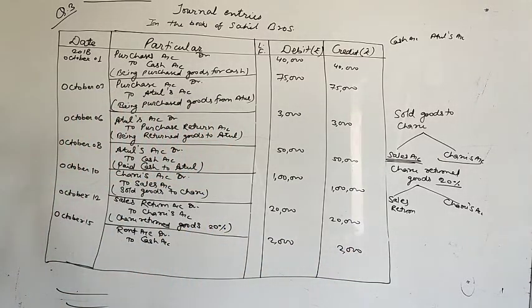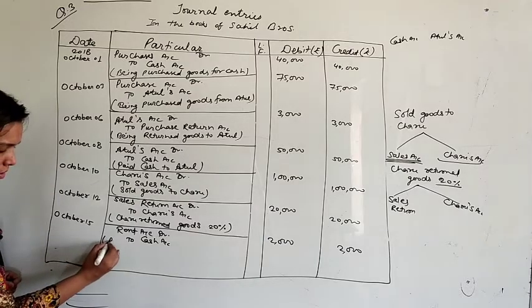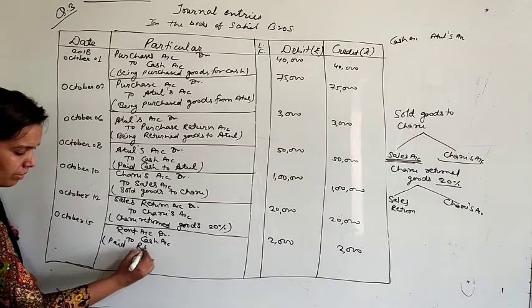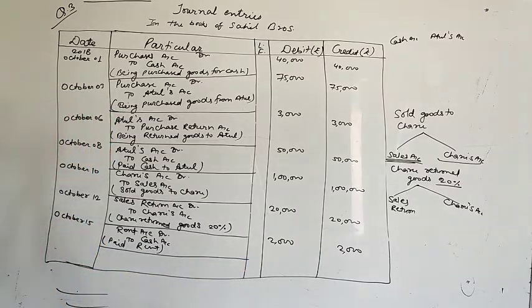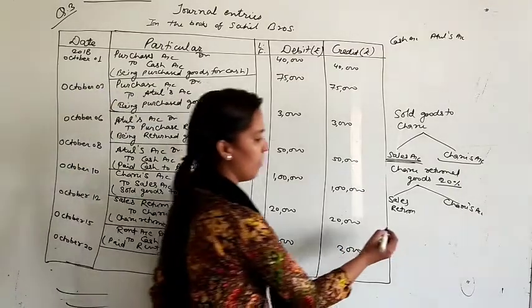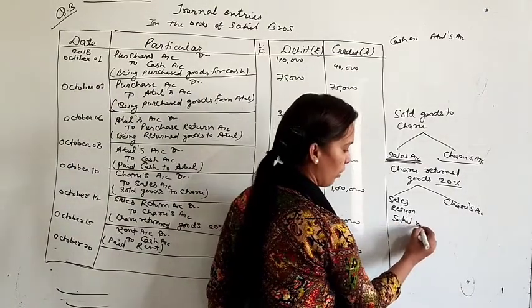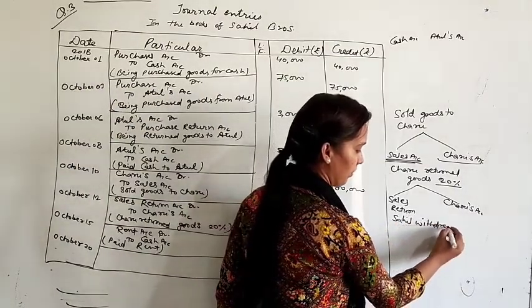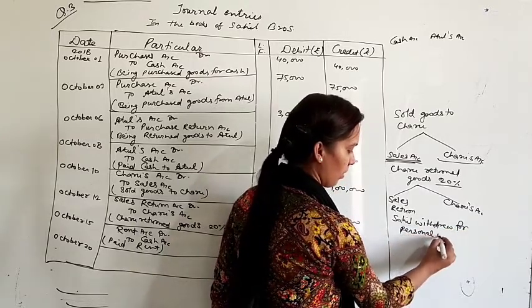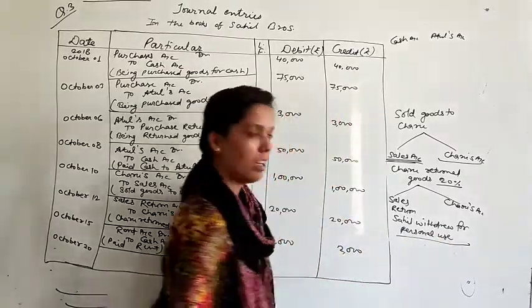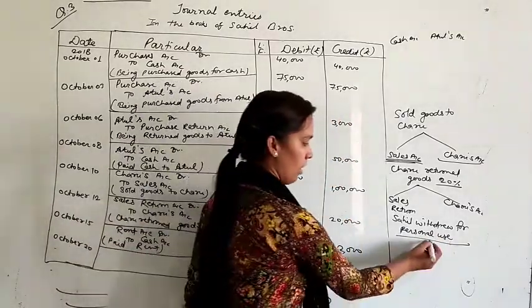Next one. First of all, write narration for this: paid rent. Now this is the last transaction of this question. Sahil withdrew for personal use. This is on October 20. Sahil withdrew for personal use. Withdrew means it is drawing.